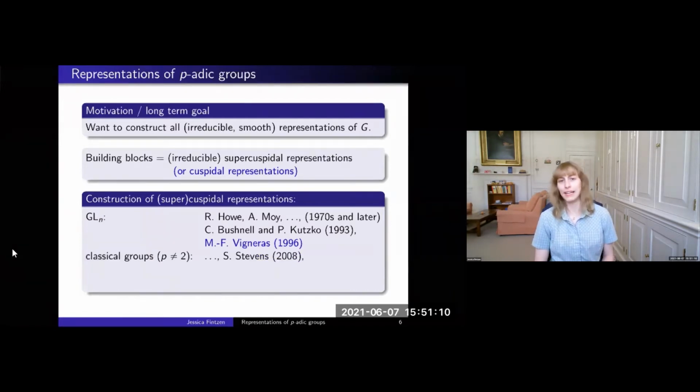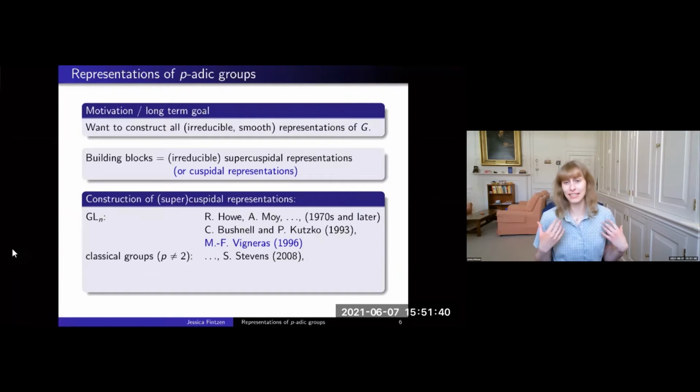All right, and then the next step was that people looked at classical groups. So what are classical groups? These are just fixed points of involutions inside GL_N. So that's unitary groups, symplectic groups, orthogonal groups. And Shaun Stevens showed around 12, 13 years ago that he could obtain all the supercuspidal representations in that setting. He basically also used the GL_N story and made sure that everything is invariant under the involution.